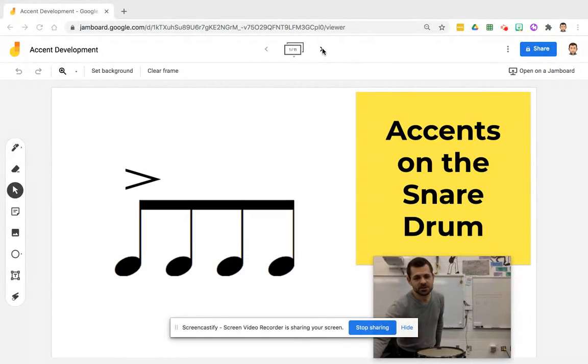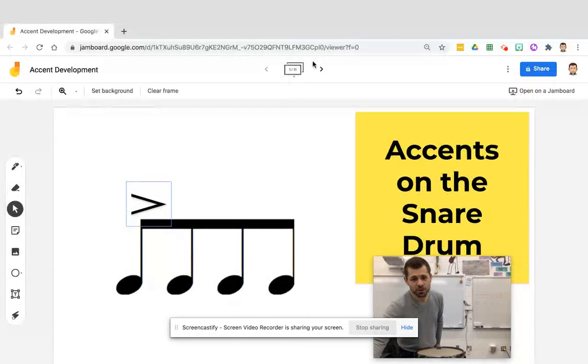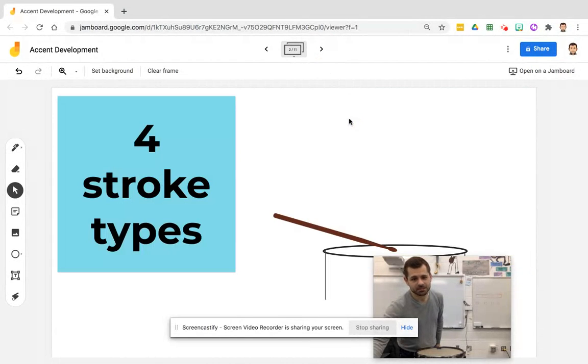So let's understand some things about how to create an accent first, and that requires some practice of our stroke types. Of course, an accent looks like this, and it can come in any pattern, and it can come in any place. So it could be on any of these notes, and we have to figure out, depending on where it is, which strokes we need to create that accent. So there are 4 stroke types.